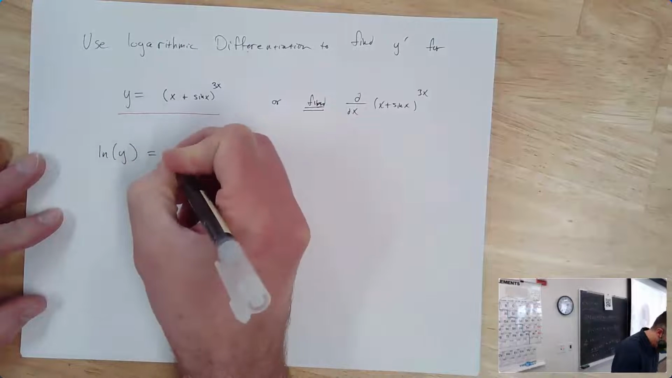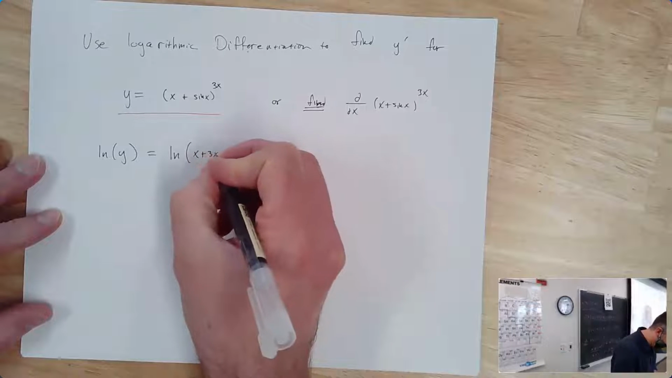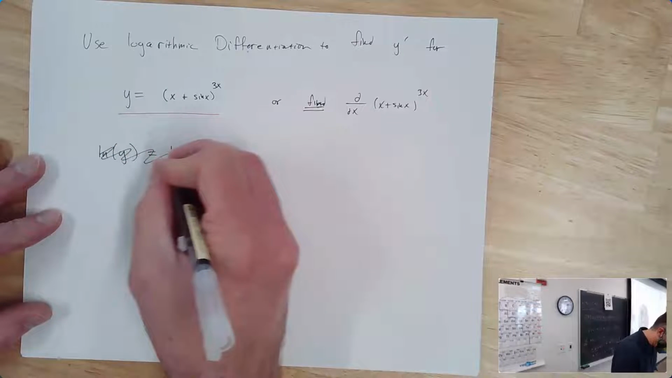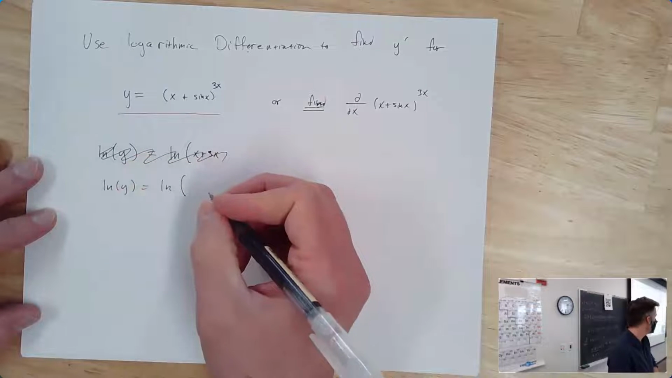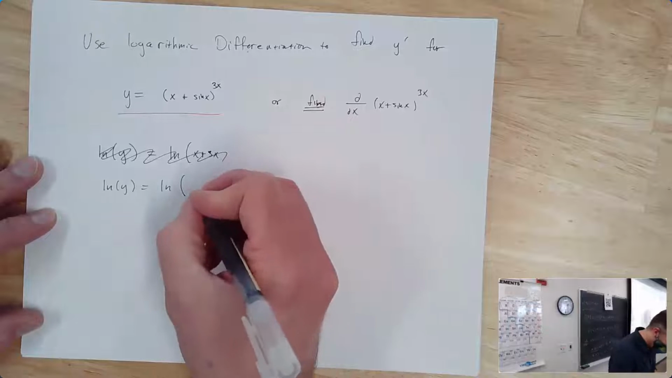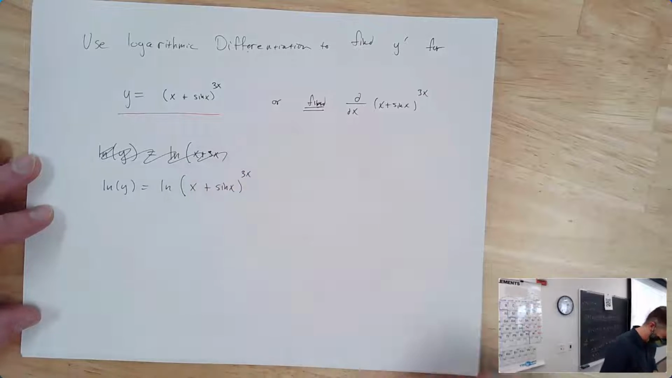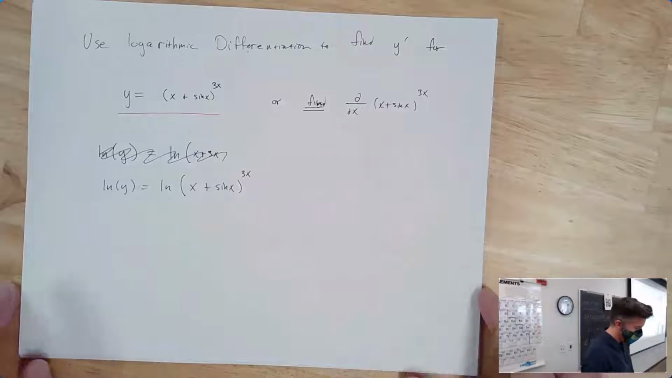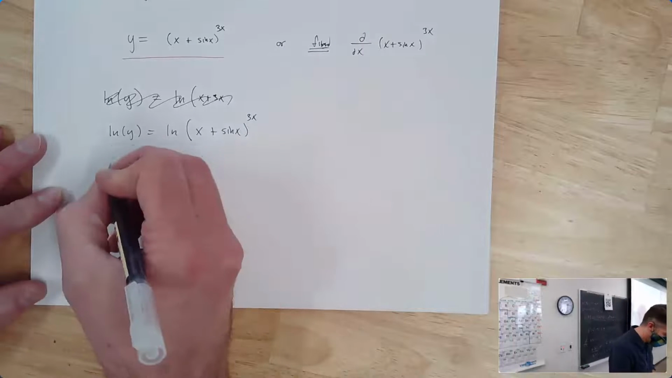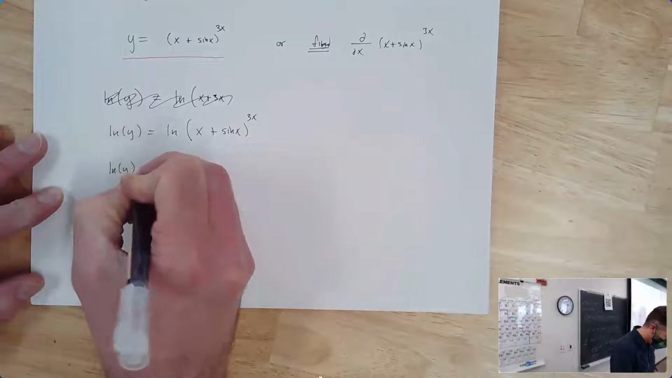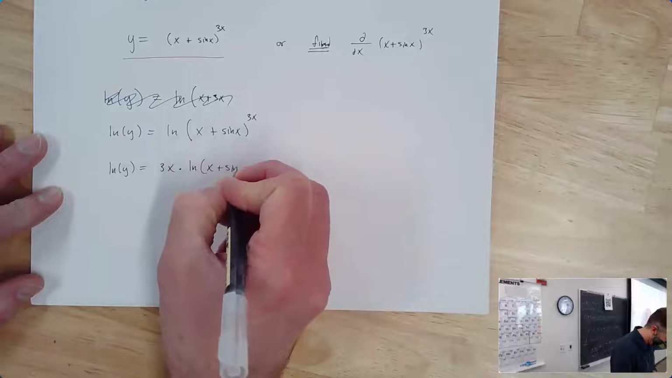The natural log of y is equal to the natural log of x plus sine of x, not 3x. Sorry, let me write it again. Apologies. Natural log of y is equal to the natural log of x plus sine of x to the 3x power. And of course, the whole benefit of taking the natural log of both sides is that we get to bring that power down. So we're going to rewrite this as the natural log of y equal to 3x times the natural log of x plus sine of x.